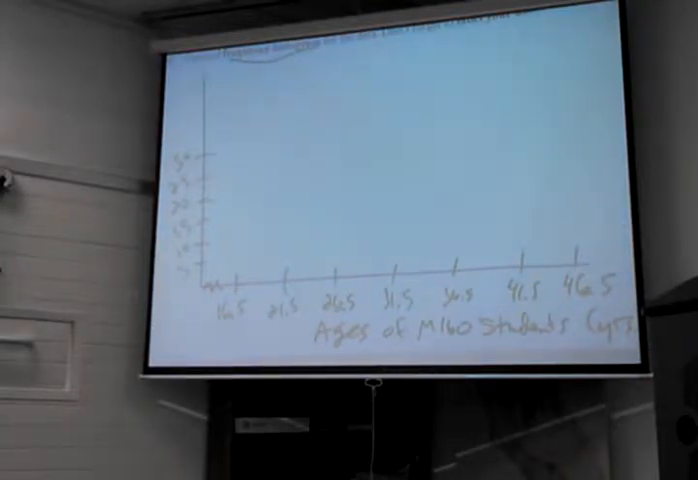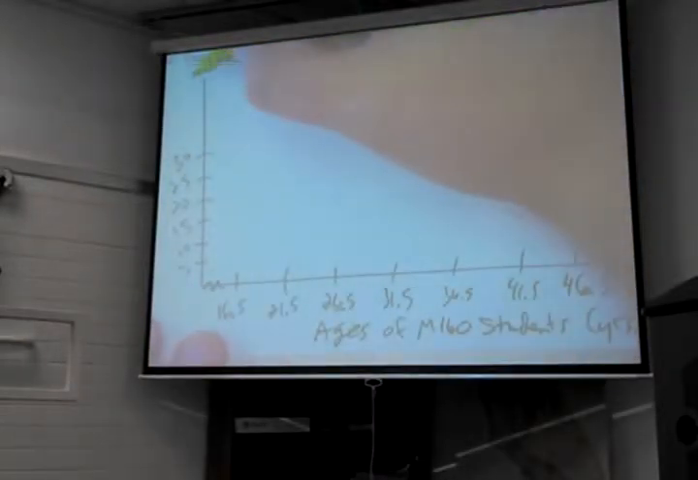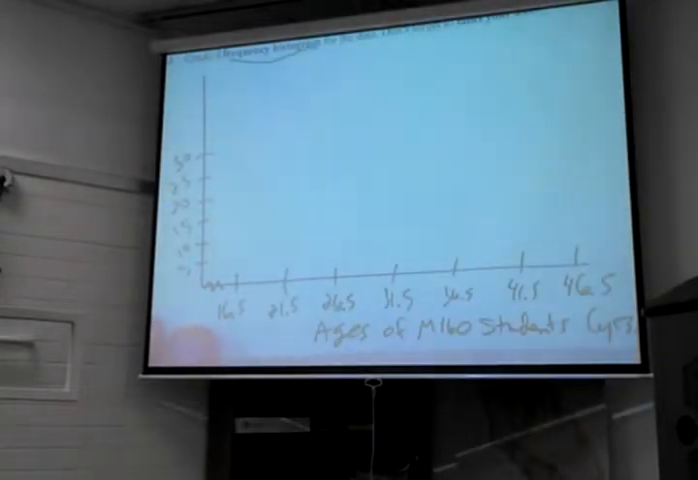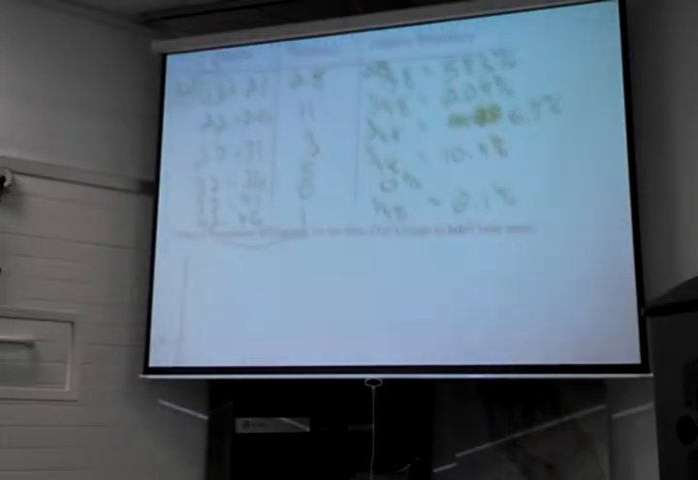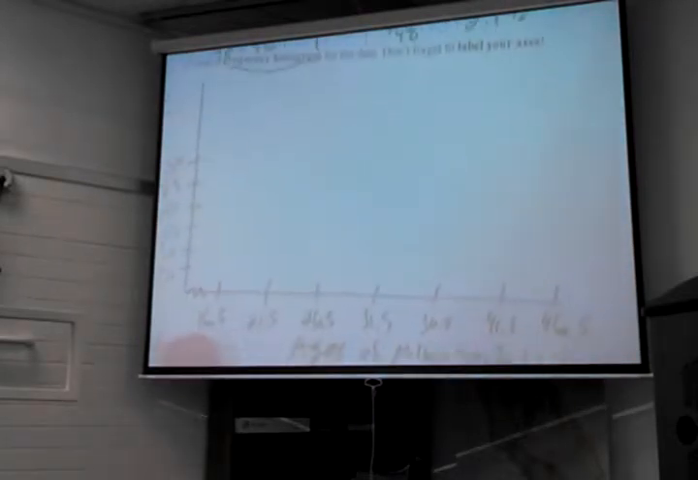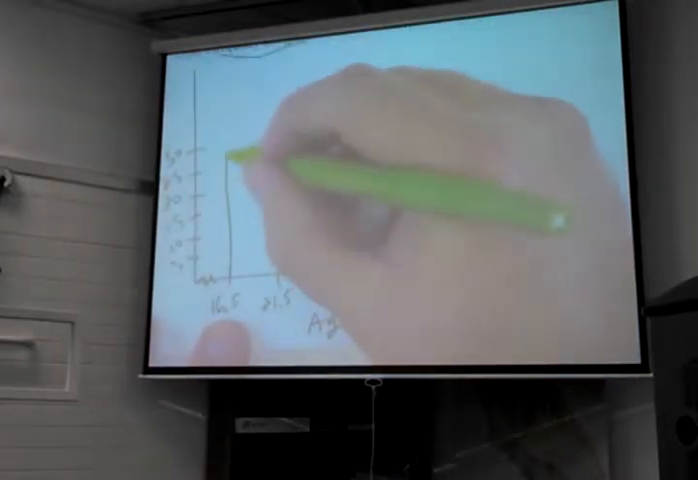How we doing? All right. Definitely, you don't have to go up to 100, right? You just have to cover up to as high as the highest one. So then we just draw in our rectangles. 28. It's about right there.